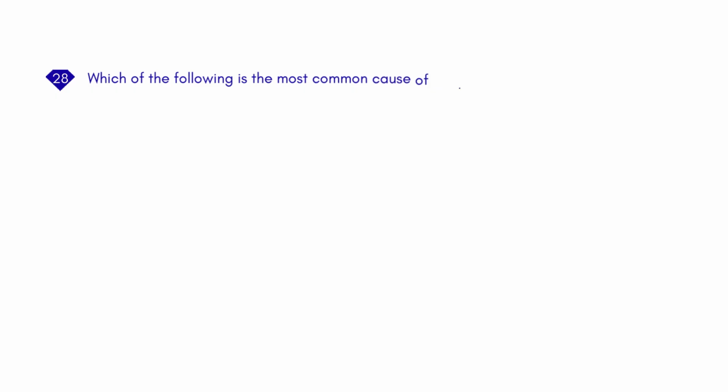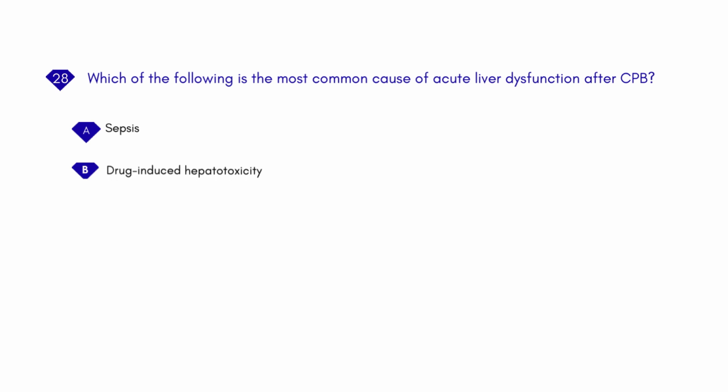Which of the following is the most common cause of acute liver dysfunction after CPB? A. Sepsis. B. Drug-induced hepatotoxicity. C. Ischemia-reperfusion injury. D. Excessive heparin use.